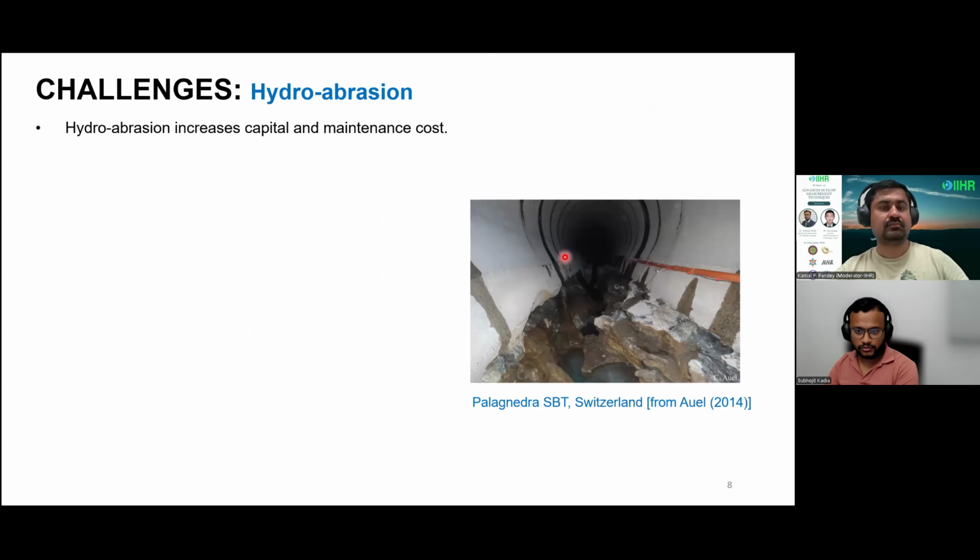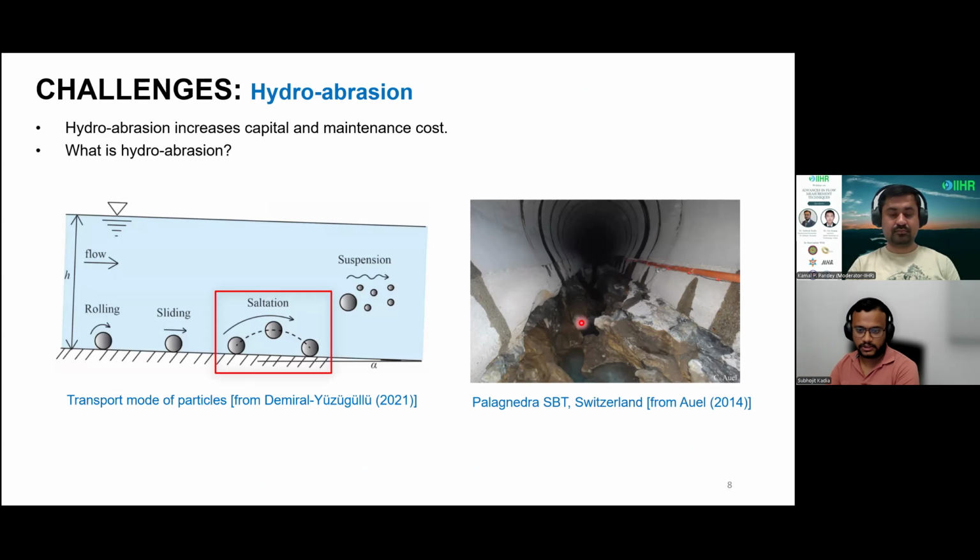The second issue is hydroabrasion. After a very severe flood event, we can observe abrasion up to even meters of depth. This is one example of a sediment bypass tunnel in Switzerland. So what is hydroabrasion? It is basically the removal of the invert or bed of the sediment bypass tunnel due to the mechanical action of the particles, particularly in saltation. When the particles are taking small jumps, they hit the invert of the bypass tunnel.